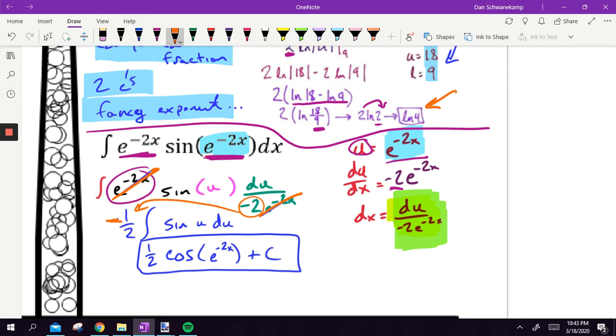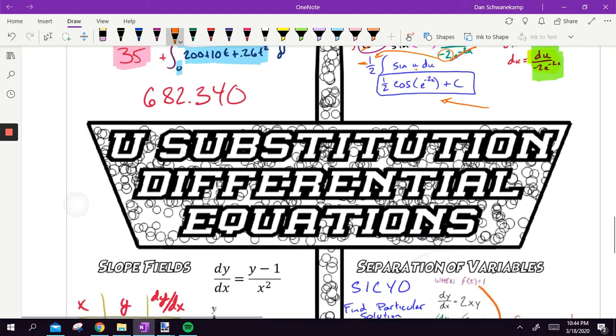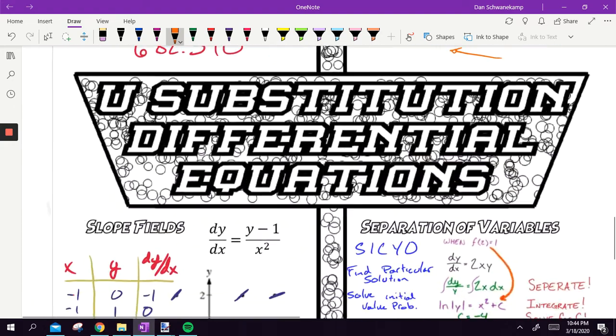Remember, up here, we didn't have to plug back in our u because we had bounds. But if we don't have bounds, we do need to go ahead and substitute back in for u. A little bit confusing, but it's not the end of the world.